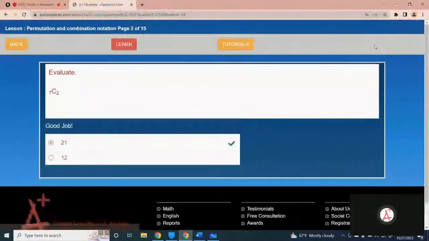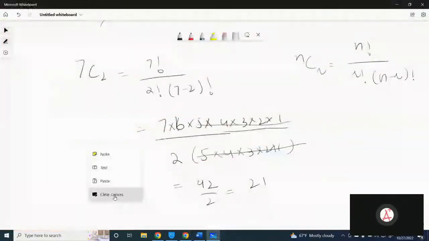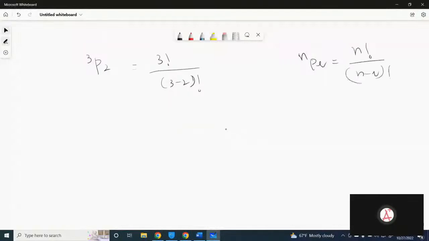Okay, the next one is 3P2. You have to calculate the permutation. So it would be 3 factorial divided by (3 minus 2) factorial, because for the permutations you have to do nPr, and that equals n factorial divided by (n minus r) factorial. Got it? So it would be 3 factorial divided by 3 minus 2, which is 1 factorial. So 3 factorial is 3 times 2, and it would be 6. That means 3P2 is 6. Got it?